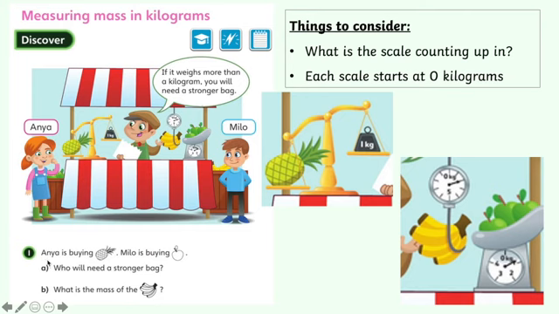So question 1 says Anya is buying a pineapple and Milo is buying an apple. A. Who will need a stronger bag? And B. What is the mass of the bananas?